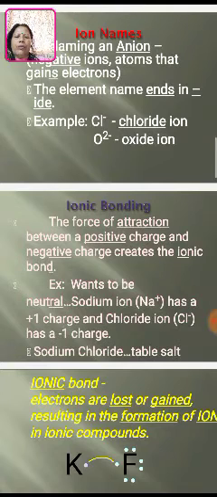Ionic bonding. The force of attraction between a positive charge and a negative charge creates the ionic bond. Example, see, to become neutral, sodium ion which has a positive 1 charge, and chloride ion which has a negative charge. So sodium loses 1 electron and chlorine accepts 1 electron, and it becomes neutral in nature. So sodium chloride, which is table salt.